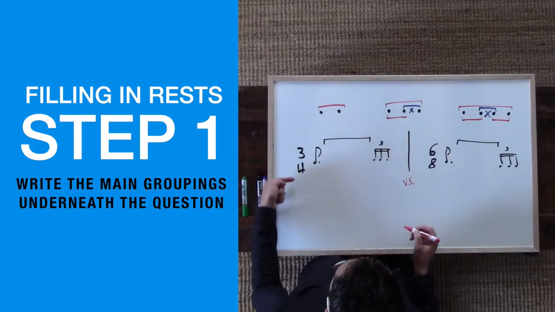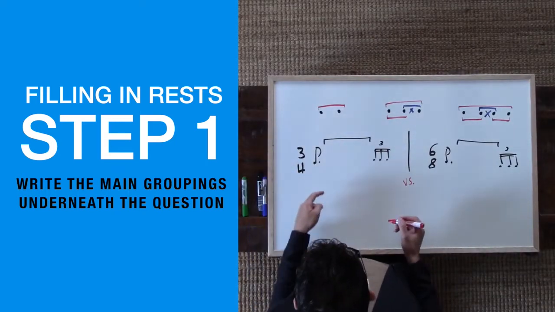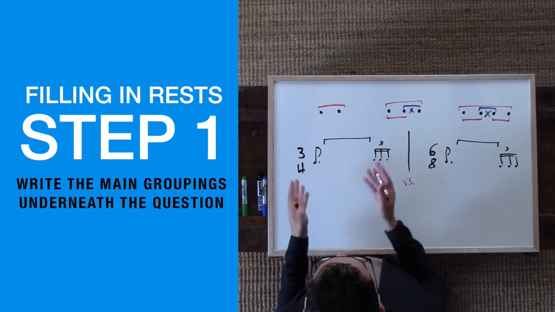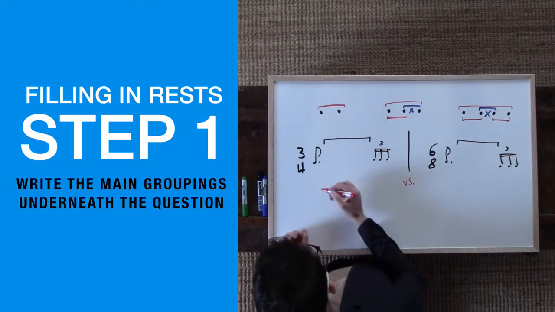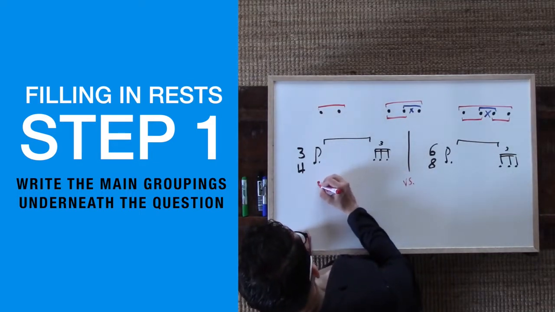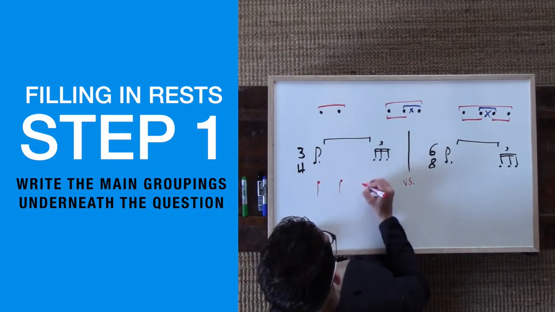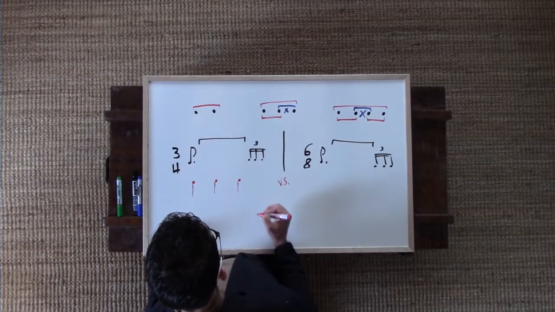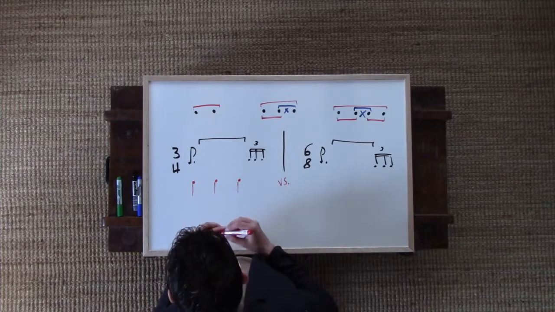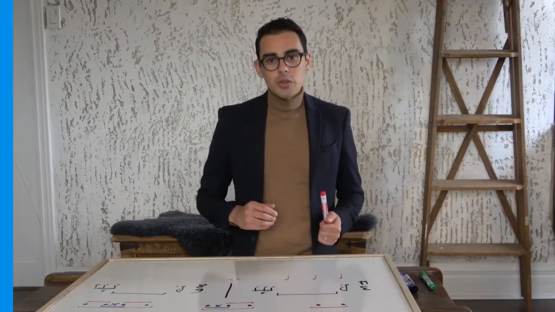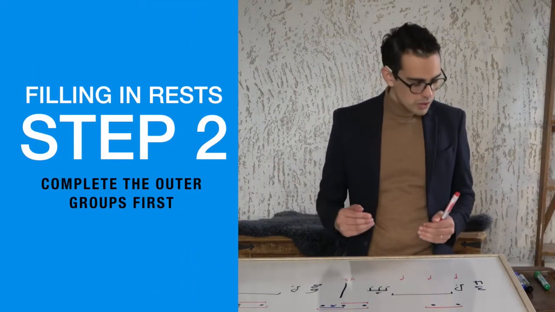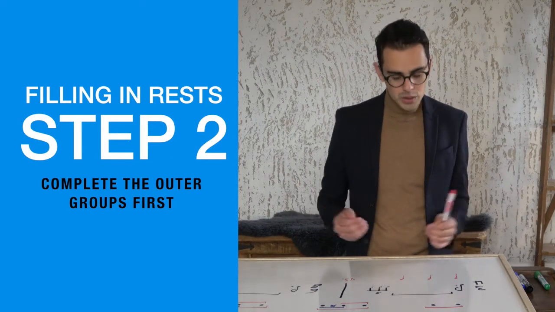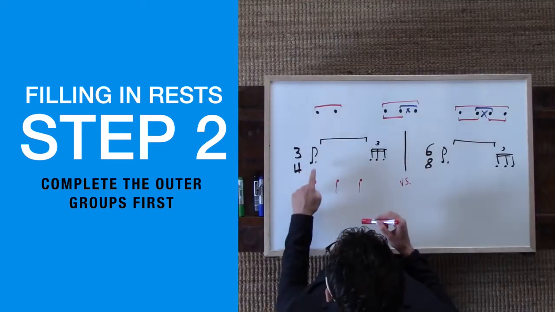So the grouping for 3/4 time, 3 quarter notes in each bar, is 3 groups, and each group is worth a quarter note. So there's 1 quarter note, 2 quarter notes, 3 quarter notes. All right. Step 2 is to fill in the outer groupings first. Work from the outside in. Let's start from this side.